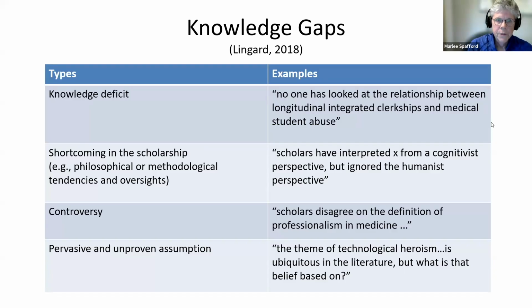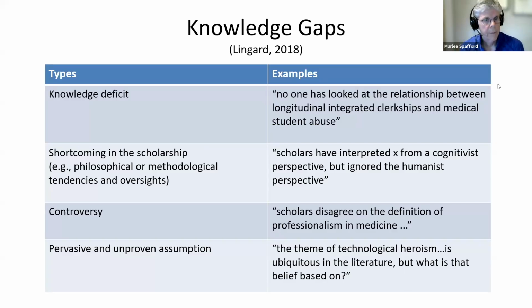Another kind of gap is some methodological or philosophical shortcoming in the scholarship. Imagine reading an article that says scholars have interpreted something, X, from a cognitivist perspective, but ignored the humanist perspective. So we've taken this methodological approach to it, but we haven't taken a different one. That can be a gap that you're exploring in an article.